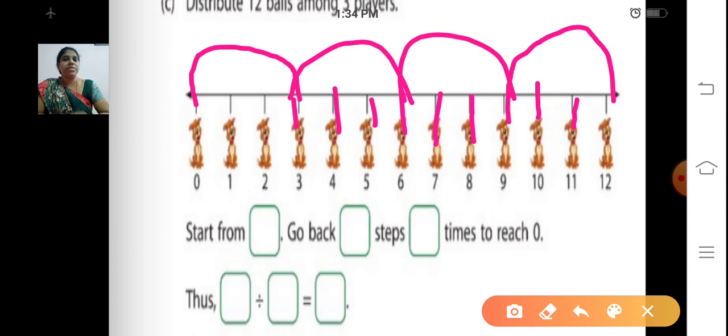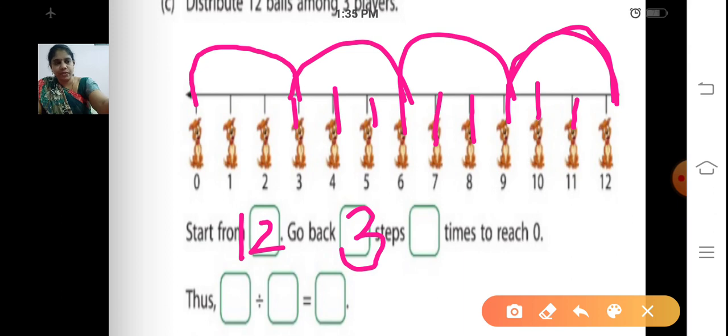So start from number 12. Start from number 12. Go back. How many steps will we go back? Yes, 3 steps, isn't it? We went 3 steps back. How many times? Just count how many times. 1. So first we started with 12. Then 3 steps backward, 9.